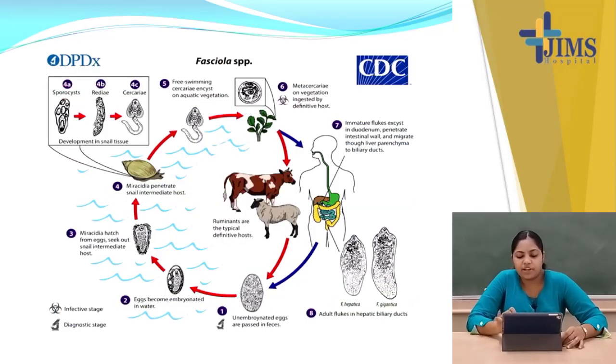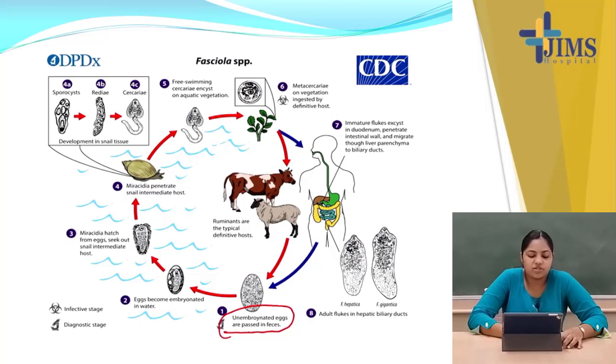So here you can see a better picture of the life cycle. An embryonated egg is passed in the feces. This is the egg which contains the miracidium. It is shed by the definite host, which can be man, sheep or goat. It is mixed in the water, that is fresh water, lakes or canals. There the snail consumes this egg, and the miracidium present inside undergoes development, and the miracidium comes out from the snail as an infective form.